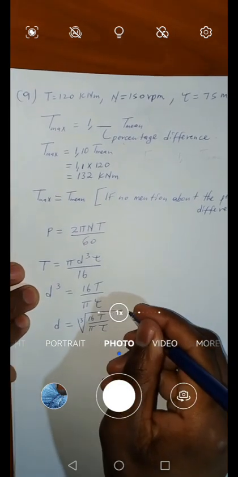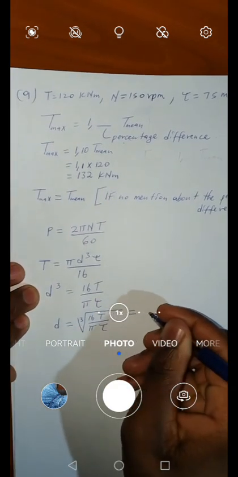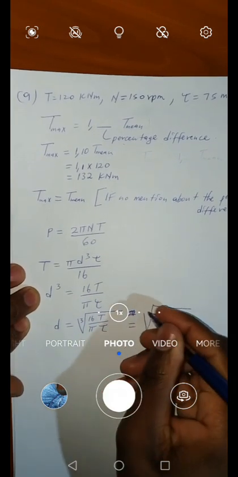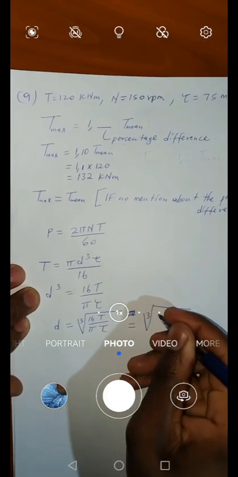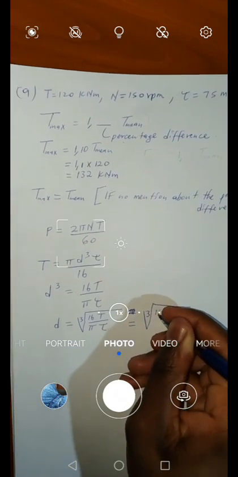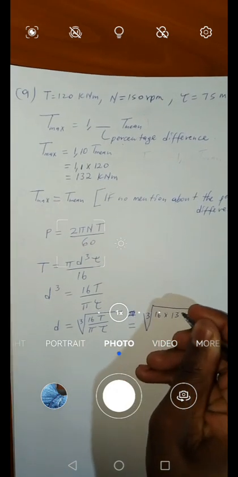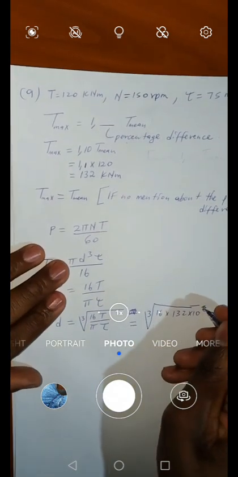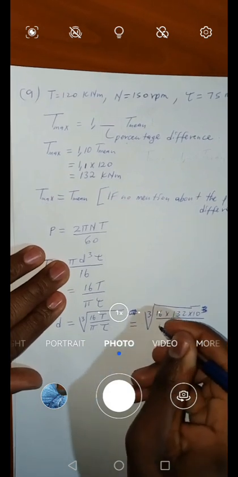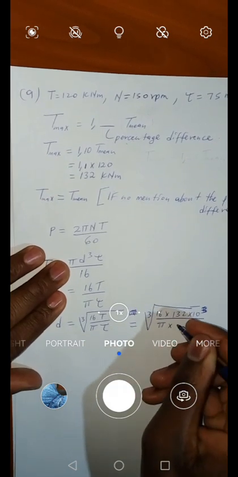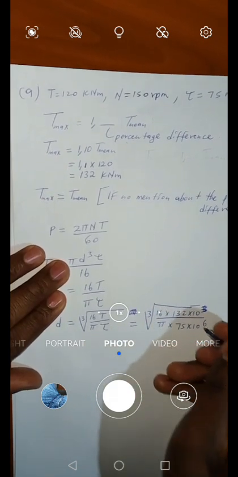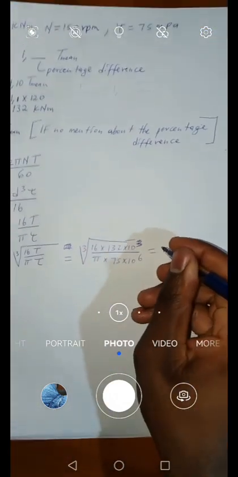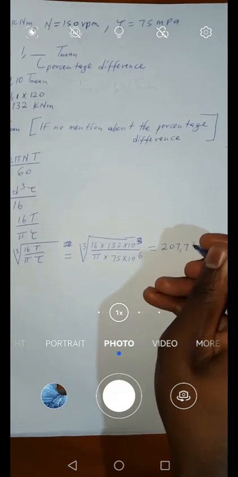Then from here you substitute: 16 times the maximum torque, 132 times 10 to the power 3, over pi times 75 times 10 to the power 6. Then from there your answer will be 207.73 millimeter.